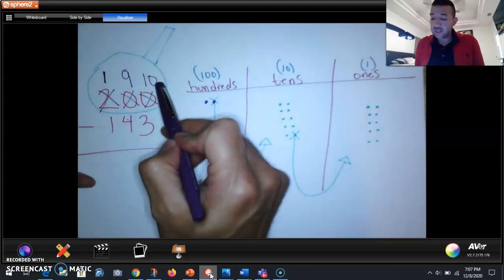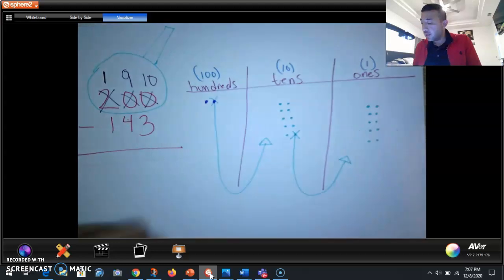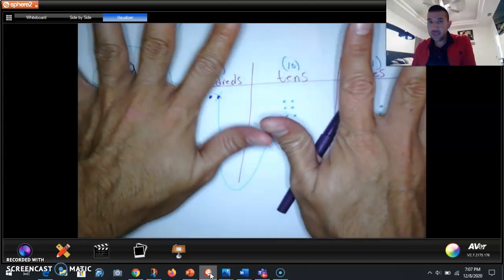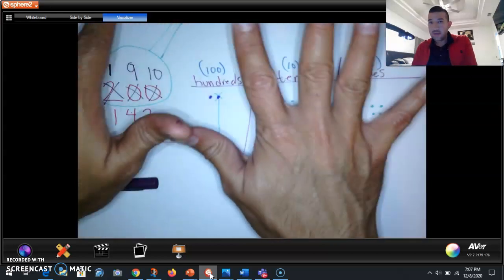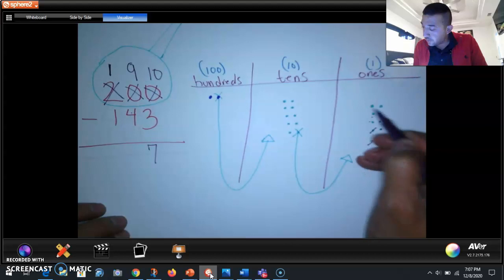Now, can we subtract 10 minus 3? Yes, we can. So from the 10, we're going to subtract 3. Let's cross out 3. 1, 2, 3. We know that 10 minus 3, I have 10. I'm going to take away 3. 1, 2, 3. I have 7. 1, 2, 3, 4, 5, 6, 7.